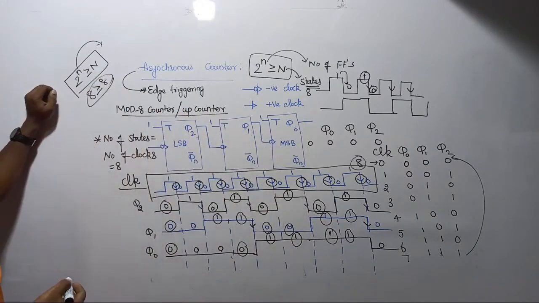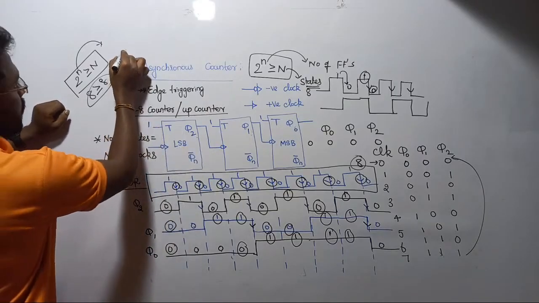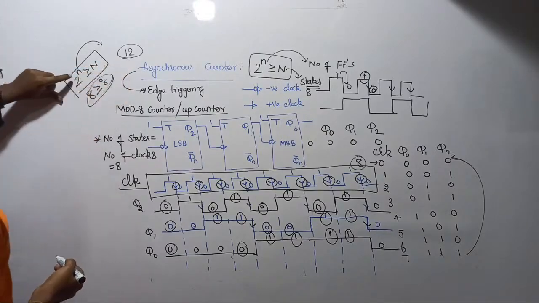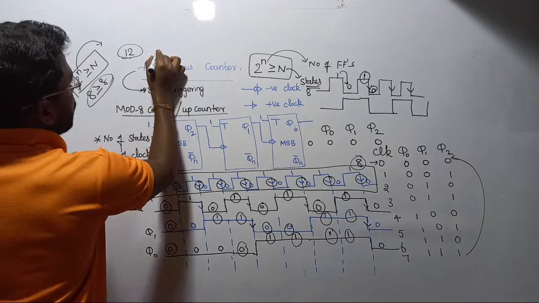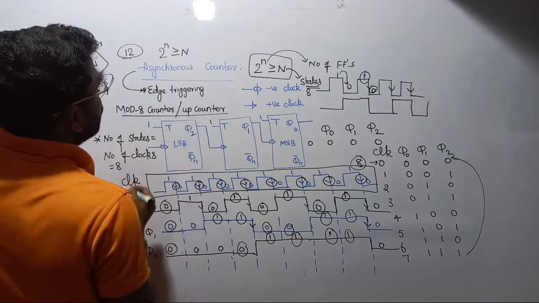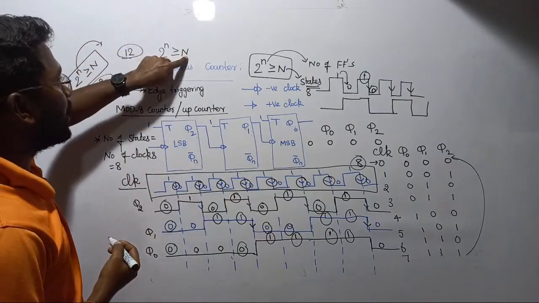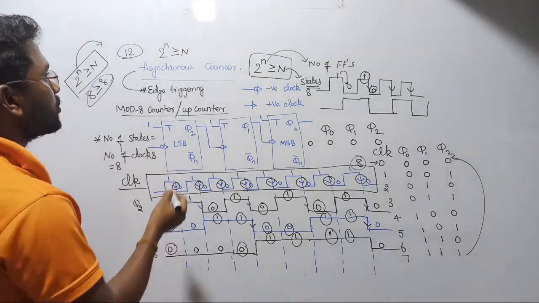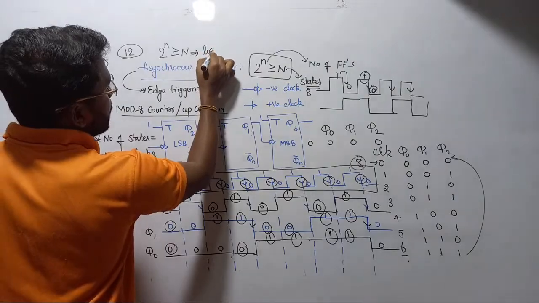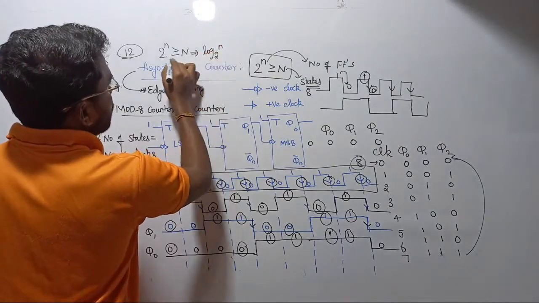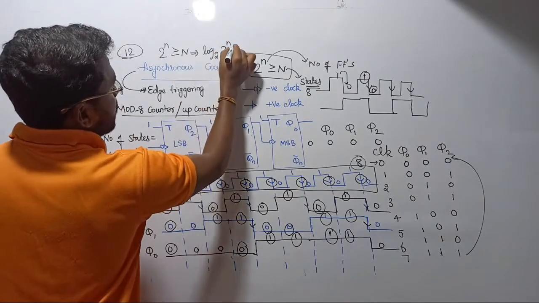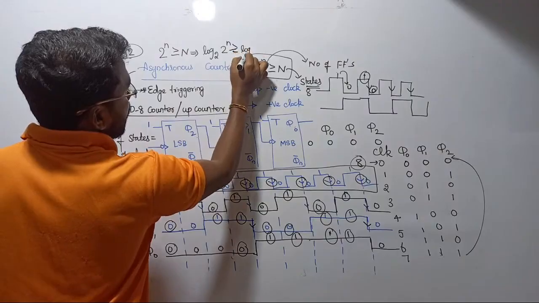Yes, the condition is satisfied. Suppose you want to count 12 states, then what is the minimum number of flip-flops that would be required? The question is 2 power n is greater than or equal to the value of N, where small n denotes the number of flip-flops and capital N denotes the number of states, right? So the conclusion is, if you want to calculate the value of n, just take the log with base 2. Here we are going to get log base 2 of 2 power n, which is greater than or equal to log N only, right?